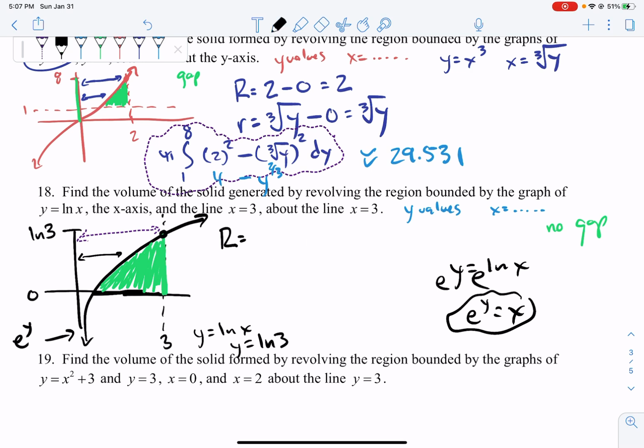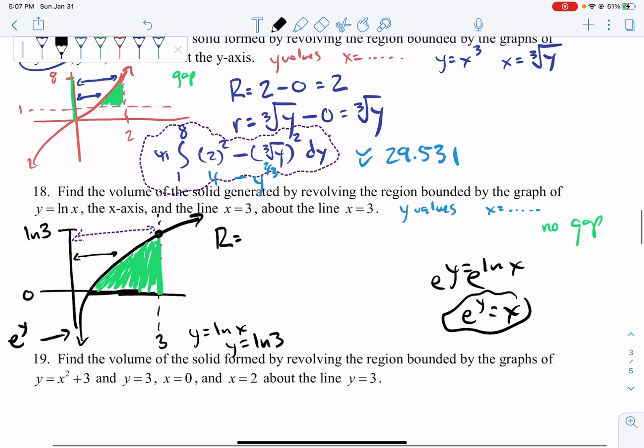I'm looking at this like we're rotating around the axis. We're not rotating around the axis. We're rotating around this line right here. So all we need is big R, guys. I wish you were here to interrupt me and say, Mr. Reed, we're not looking for little r. All we need is big R. So 3 is my right endpoint. My left one is that line that we just found, right? My left one is e to the y. Now we're back on track.